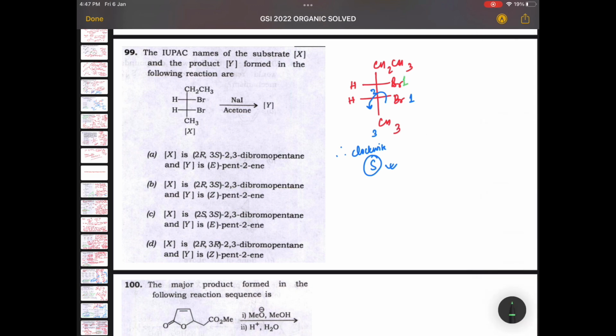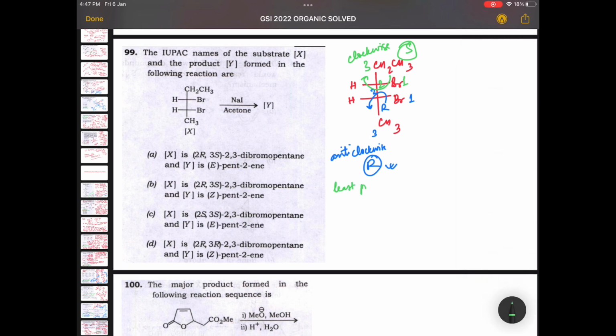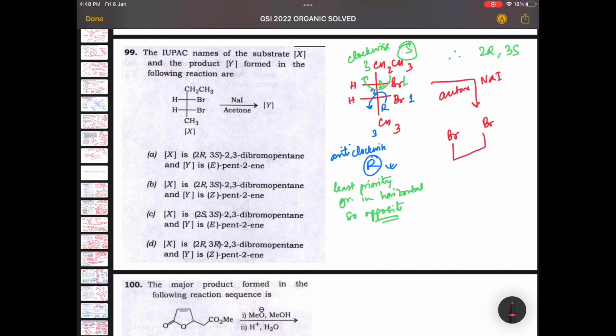Okay, in the first one it is 1, 2, 3. No, I'm sorry, the blue ink that I have written, 1, 2, 3, should actually be anti-clockwise, so it is actually R. So the second carbon is actually R configuration. In the first one, as you can see, bromide is 1 and ethyl is third, and it is actually S because it is going in the clockwise direction, and the least priority is in the horizontal bond, hence we are taking the opposite. So 1, 2, 3 in the anti-clockwise direction gives us R, and in the above one 1, 2, 3 in the clockwise direction gives us S. Hence it is 2R, 3S. So you can check the options. It is 2R, 3S. Then the reaction happens with NaI and acetone.